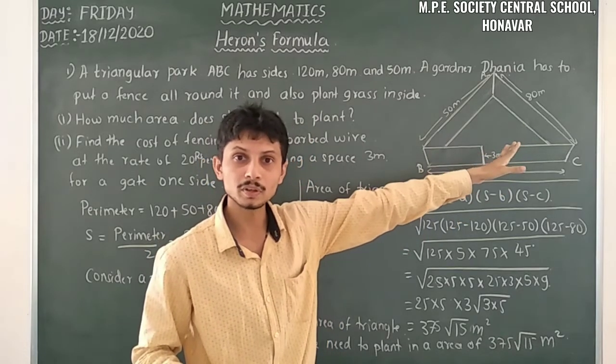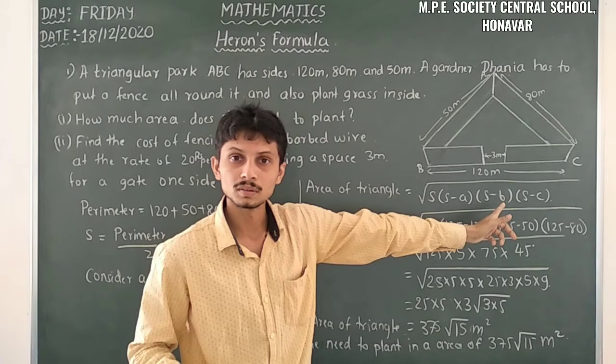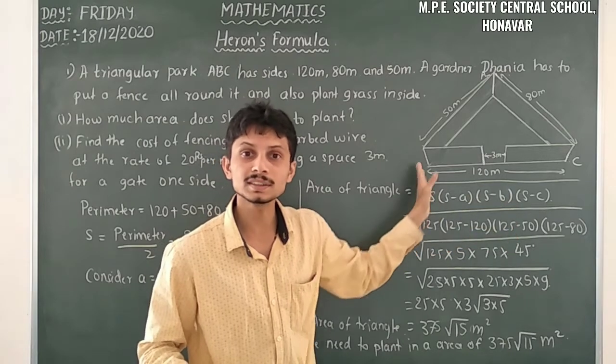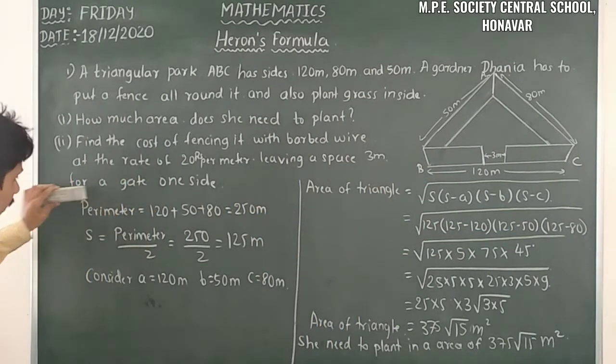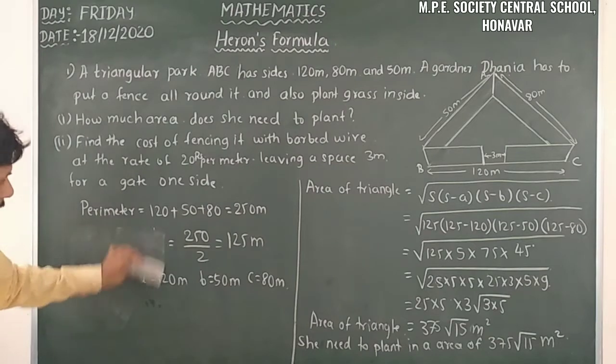So that's why we have to subtract 3 meter from this total perimeter. So let us take that one. Here I will drop this part. Here we have the total perimeter.